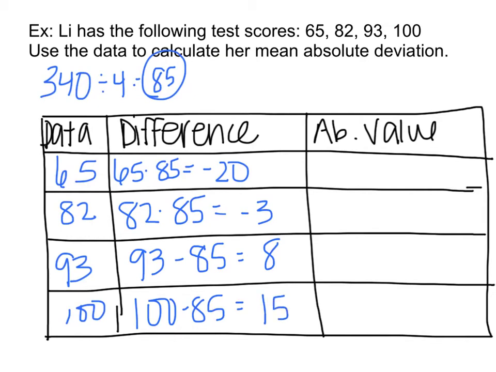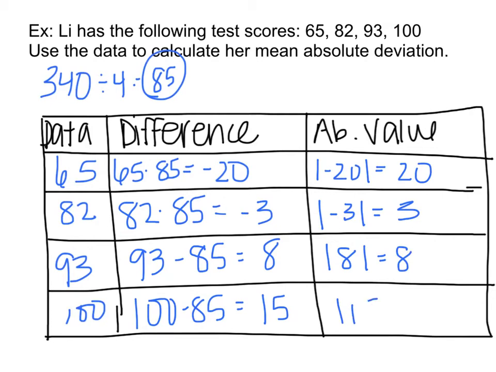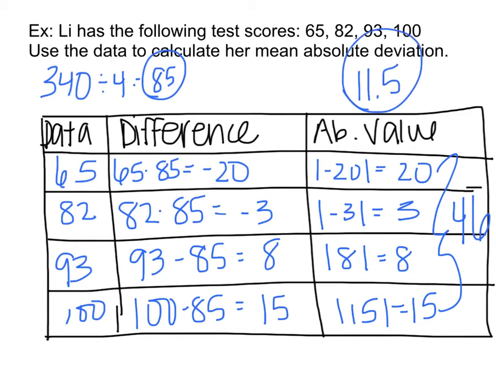Now we're going to take our absolute values. So the absolute value of negative 20 is 20. The absolute value of negative 3 is 3. The absolute value of 8 is 8. And the absolute value of 15 is 15. And so our final step is going to be to add these together, 20 plus 3 plus 8 plus 15, and that gives us 46. 46 divided by 4 is 11.5. So the mean absolute deviation is 11.5.